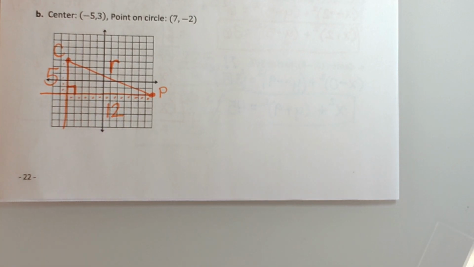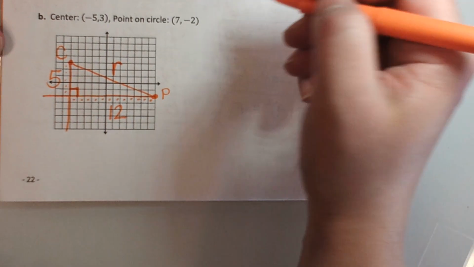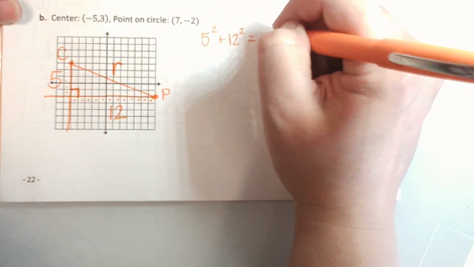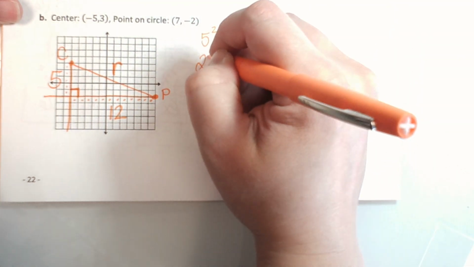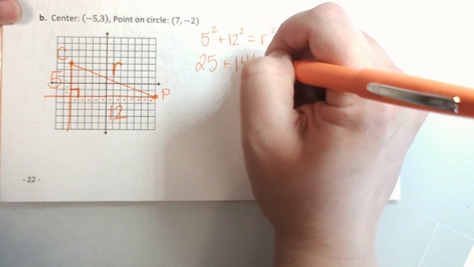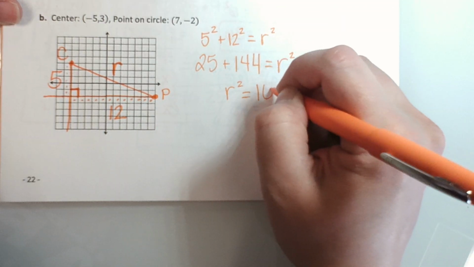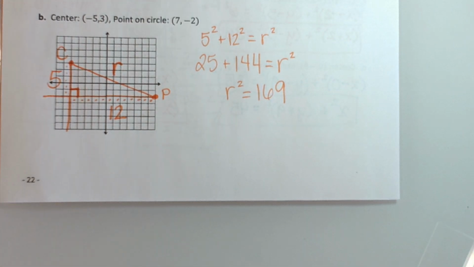And then we can use Pythagorean theorem. 5 squared plus 12 squared equals r squared. That's 25. That's 144. 169. Now I could square root this if I wanted. That would tell me that the radius is 13, but do I need to? No, because in the equation it uses r squared.